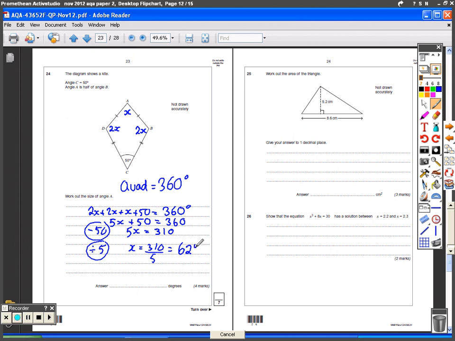Don't try and do it without your calculator. You make life hard for yourself. Put this into the calculator. And you get the answer. X is 62 degrees. This top angle is 62 degrees.